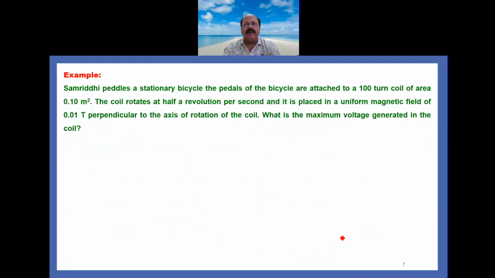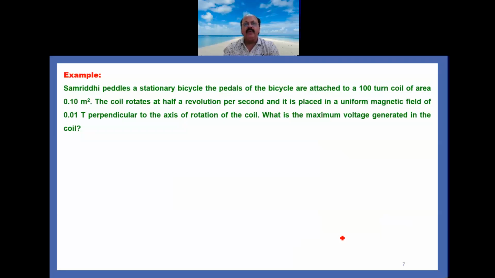We take one example. Samriddhi pedals a stationary bicycle. The pedals of the bicycle are attached to a coil of 100 turns of area 0.10 meter square. The coil rotates at half a revolution per second and it is placed in a uniform magnetic field of 0.01 Tesla perpendicular to the axis of rotation of the coil. What is the maximum voltage generated in the coil?